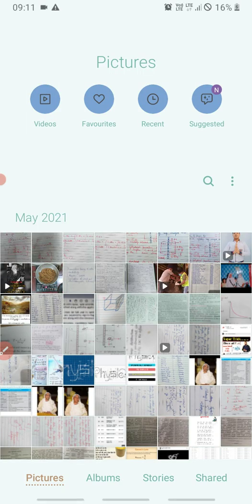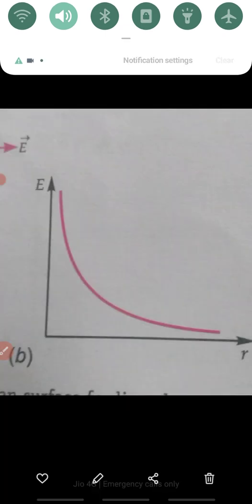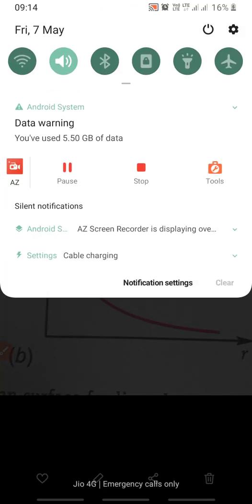Here lambda is the linear charge density and r is the distance from the wire at which we wish to calculate the electric field. And if we draw a graph between electric field and r, this type of graph will come because the electric field is inversely proportional to r.